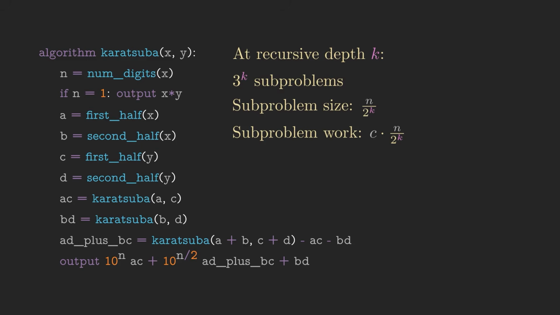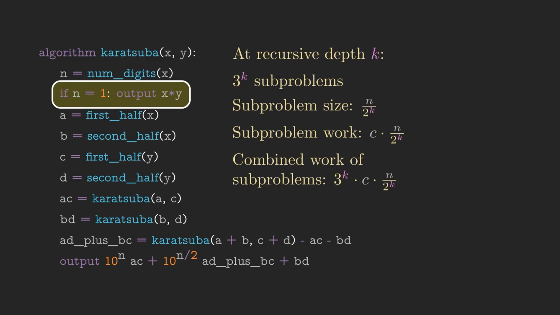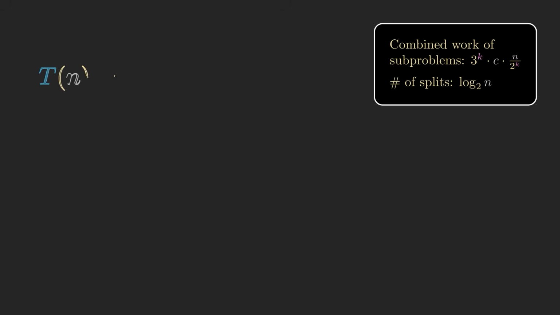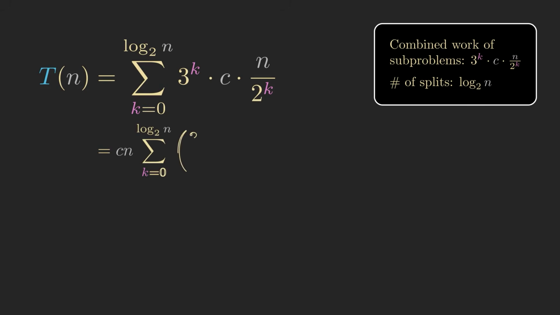The combined work done by all subproblems at the kth split is 3 to the k, the number of subproblems, times c n over 2 to the k, the amount of work for each subproblem. The number of splits is the number of times we have to chop the n digits of the original numbers in half before we end up with single-digit multiplication problems. This is log base 2 of n. Finally, we can write the total amount of work T of n performed by Karatsuba's algorithm as the sum of the work done at the kth split for each k from 0 to log base 2 of n.